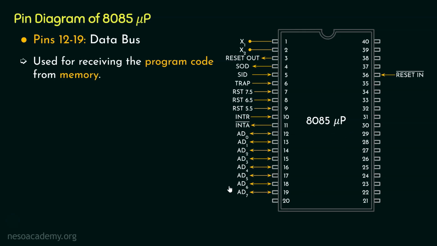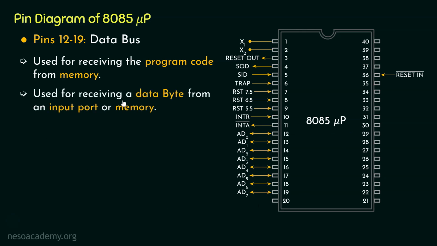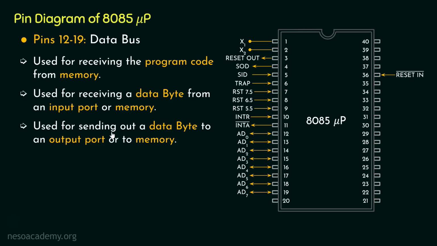And that's the reason why these pins or data bus can also be used for receiving a data byte from an input port or memory. Notice we have mentioned data byte. Now why byte? Because 8 bits is 1 byte. And since these pins are bidirectional, therefore this can also be used for sending out a data byte to an output port or to the memory.